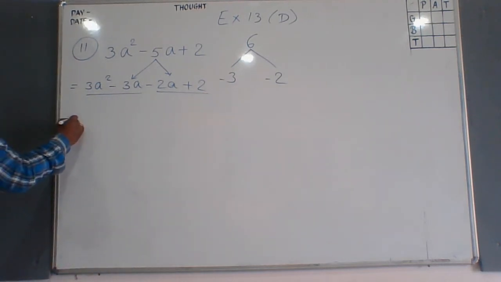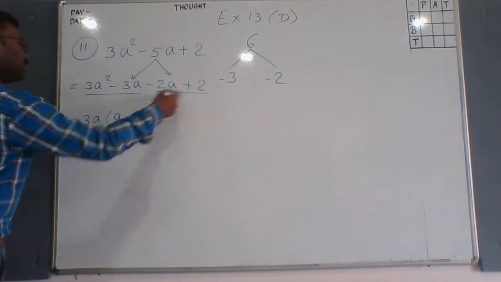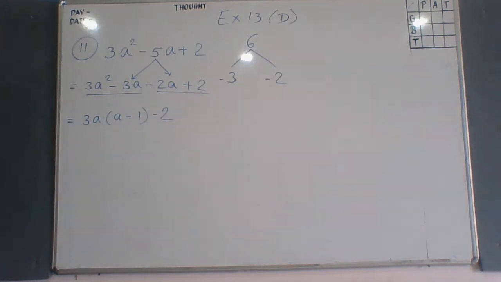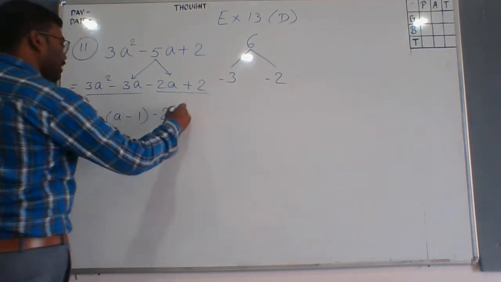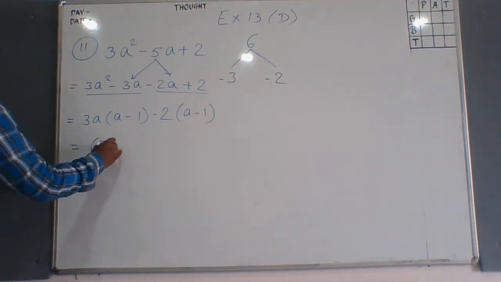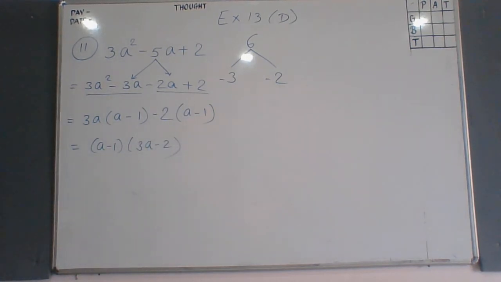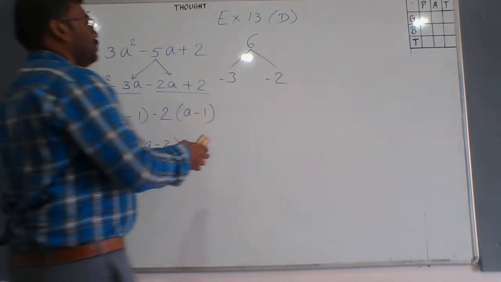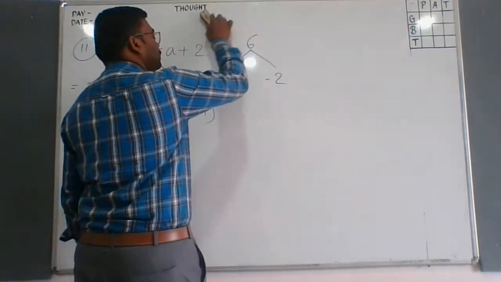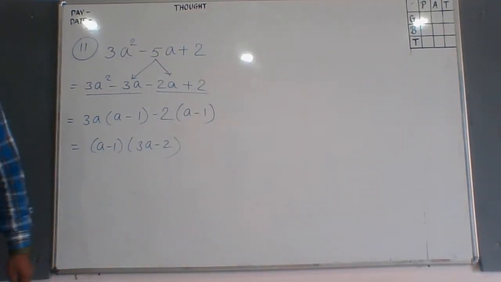Got it? Common is 3a, so we can write a minus 1. From the last two terms, minus 2 is common, so again we can write a minus 1. So it becomes a minus 1, 3a minus 2. Got it? These are the two factors. So please write it down in your notebooks.